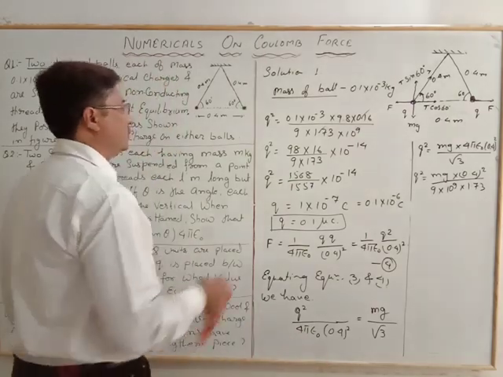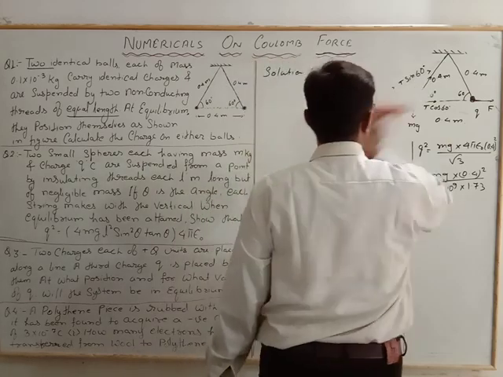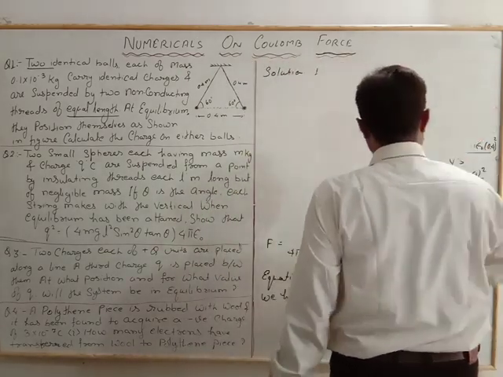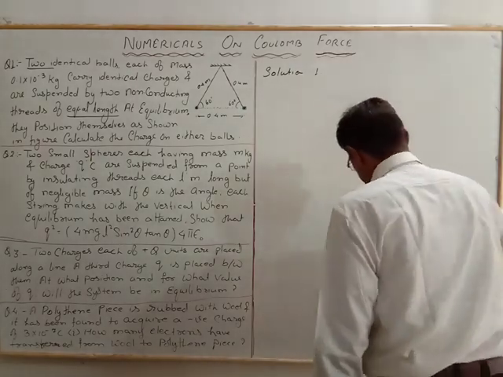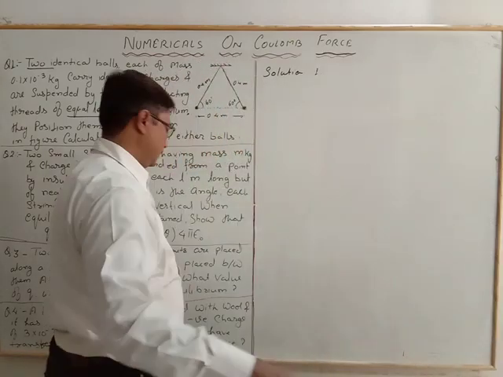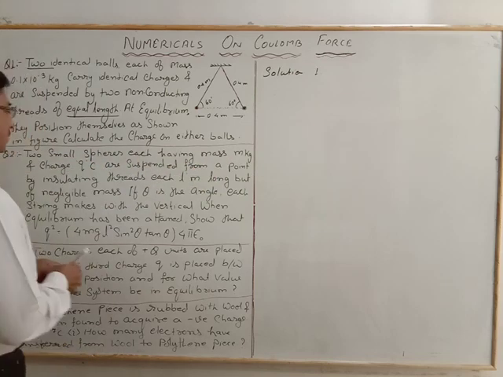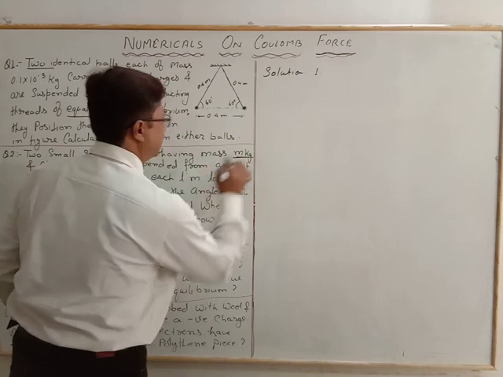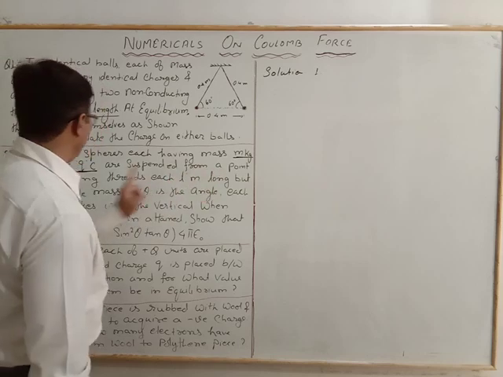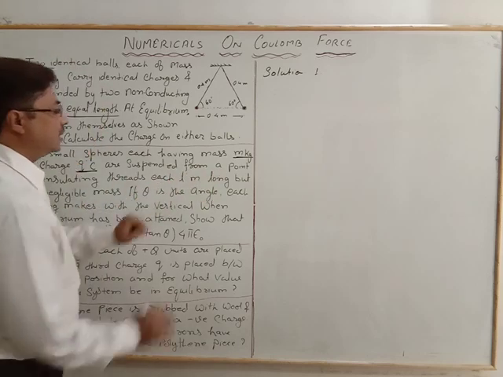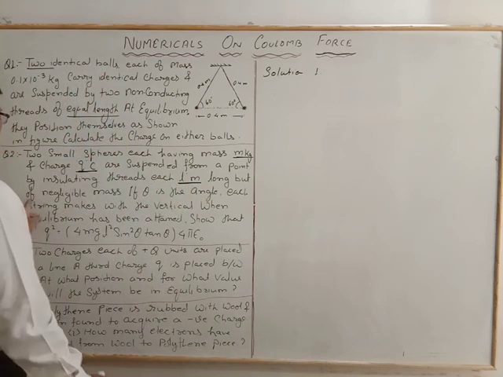Now see the second solution. Second problem is here. Second one is two small spheres each having the mass m kg. Mass of the sphere is given m kg and charge is q coulomb, suspended from a point by insulating thread. Each thread has the length of L meter but of negligible mass.